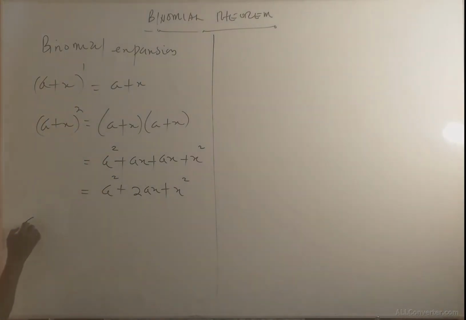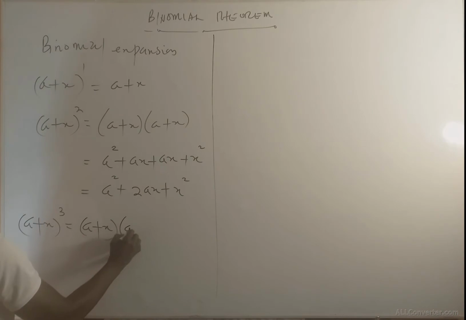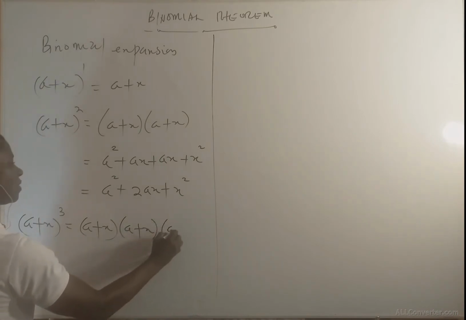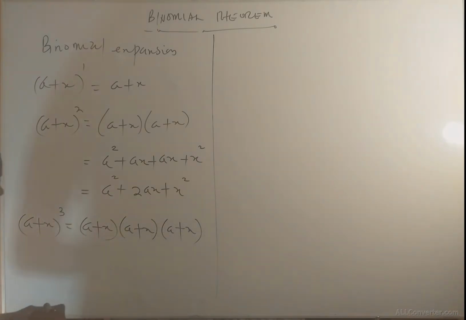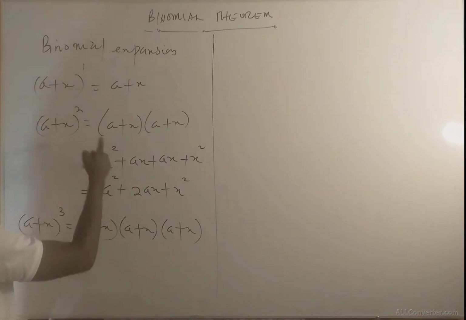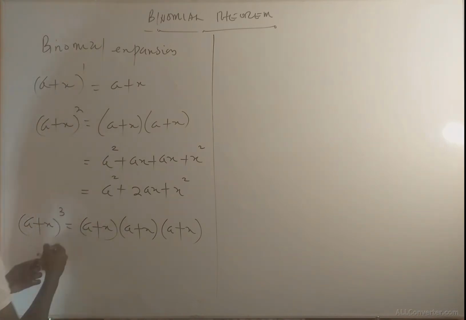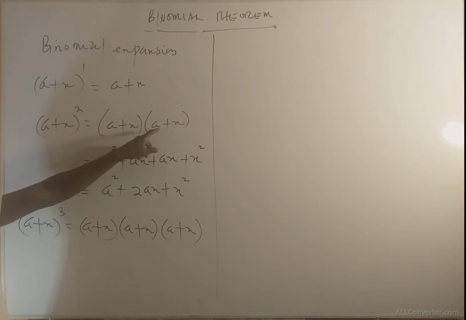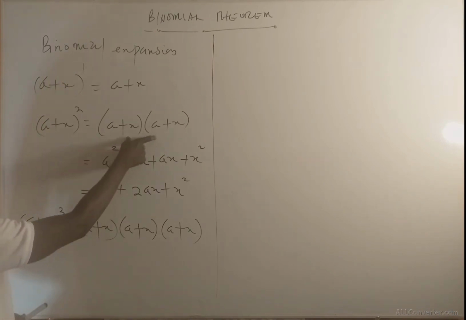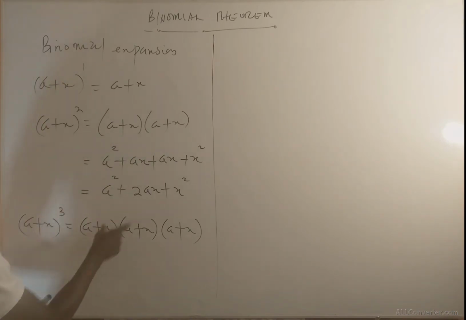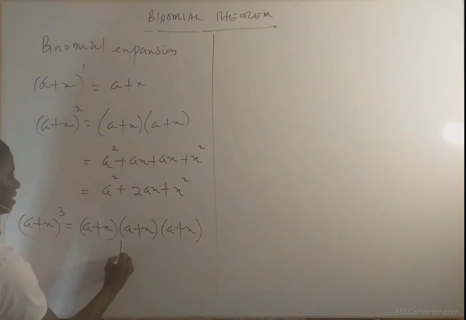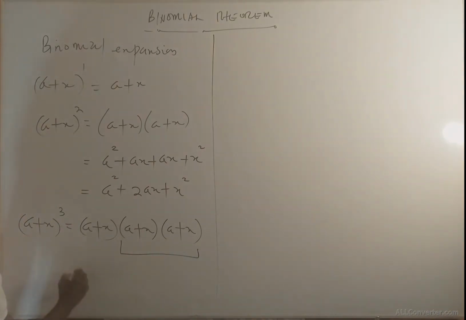Now, when we have (a + x) cubed, this is the same as multiplying a + x by itself 3 times. By itself 3 times. Now, don't forget that (a + x) all squared is the same as (a + x) times (a + x). And after expanding (a + x) times (a + x), this is what we had.